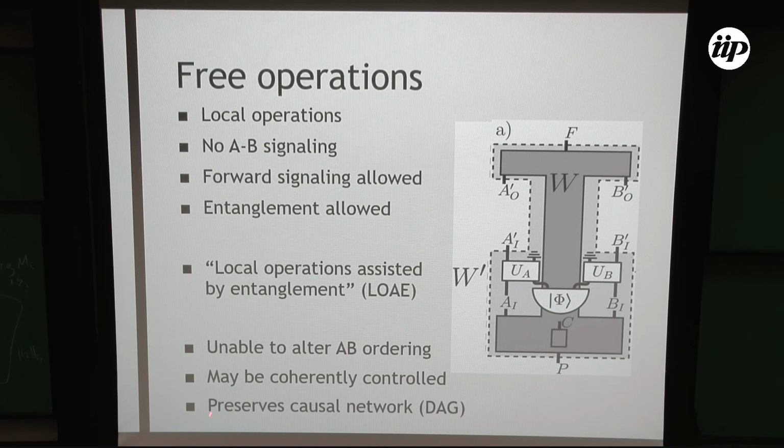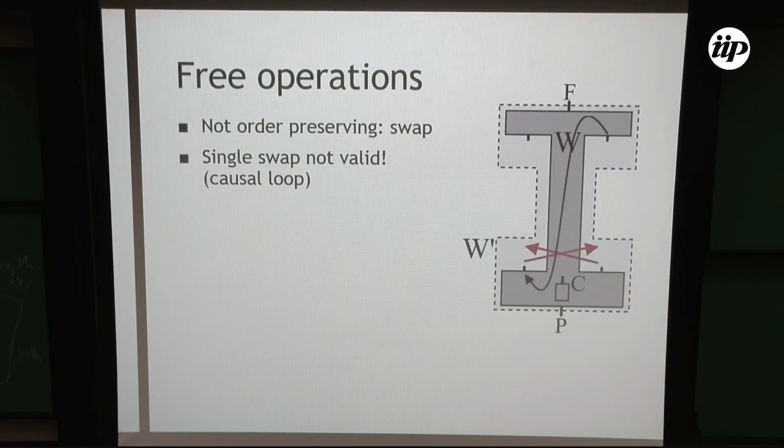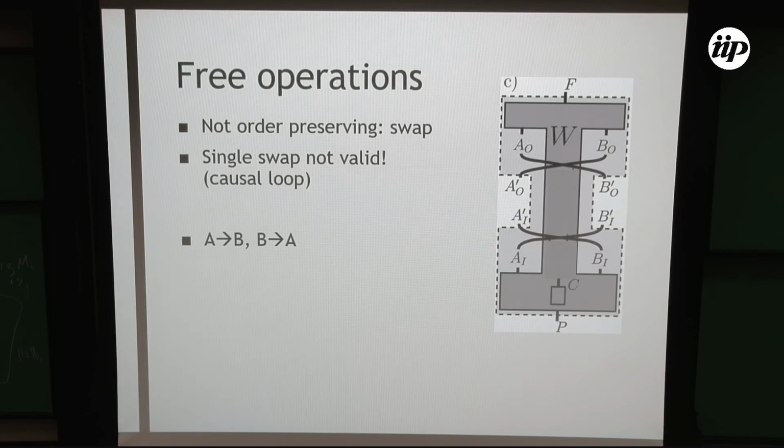So if people want to talk about the causal network itself, the causal network itself is preserved by this kind of operation. Now another operation, which is not order preserving, is actually doing a swap. So basically swapping one's inputs, the inputs of each lab and also the outputs of each lab. This of course changes the ordering from A before B to B before A, but this is still free. So as long as we respect some validity constraints, we can't have just a single swap because this can generate a causal loop.